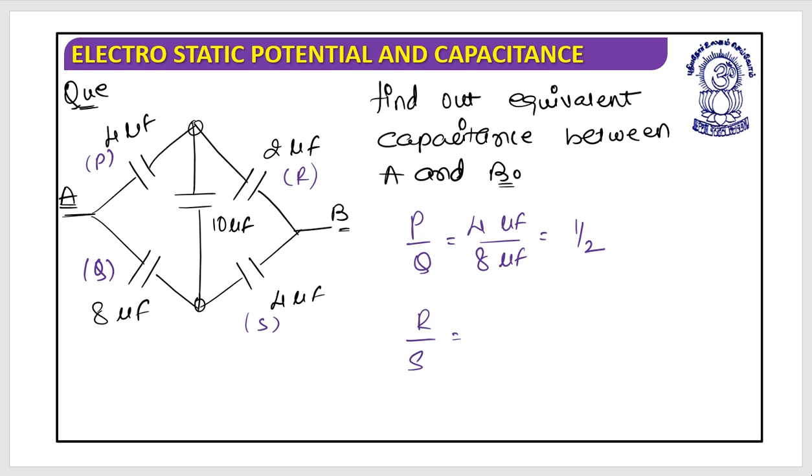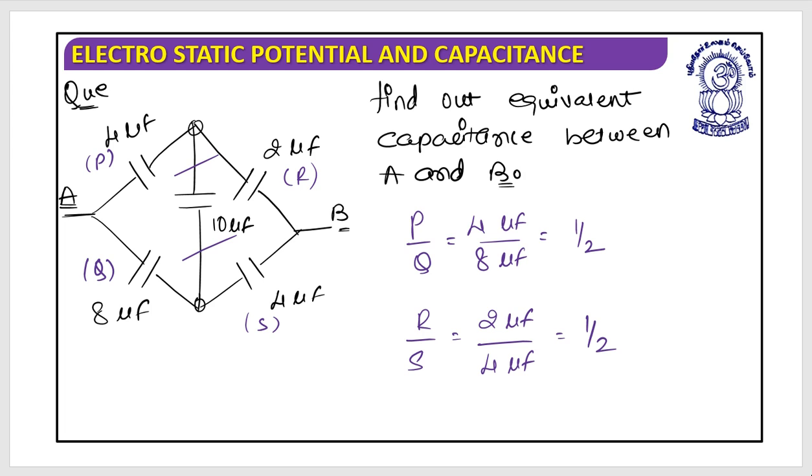Let's check it out. The value of R is 2S. So my R is 2S. It's 2 microfarad divided by 4 microfarad. So again it's a value of 1 by 2. Yes, so as I can see, P by Q and R by S have the same ratio. So there is no significance of this 10 microfarad, and I can just remove it.